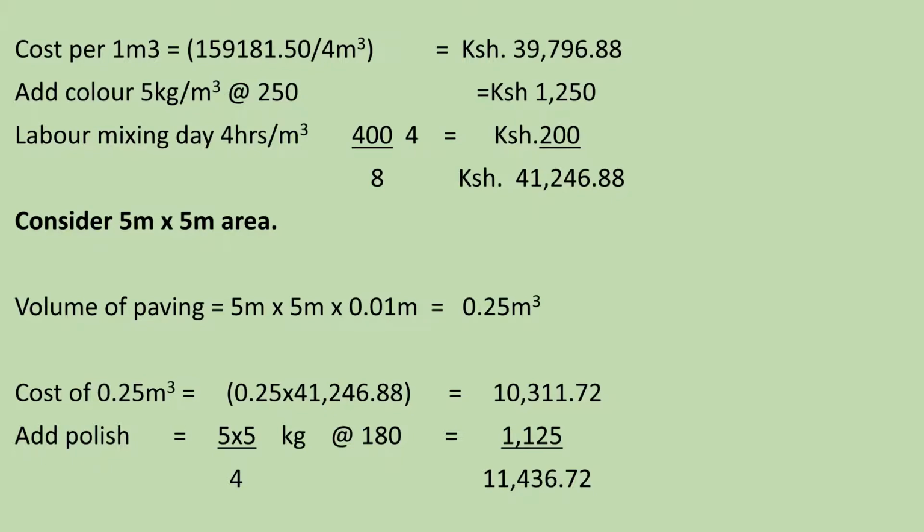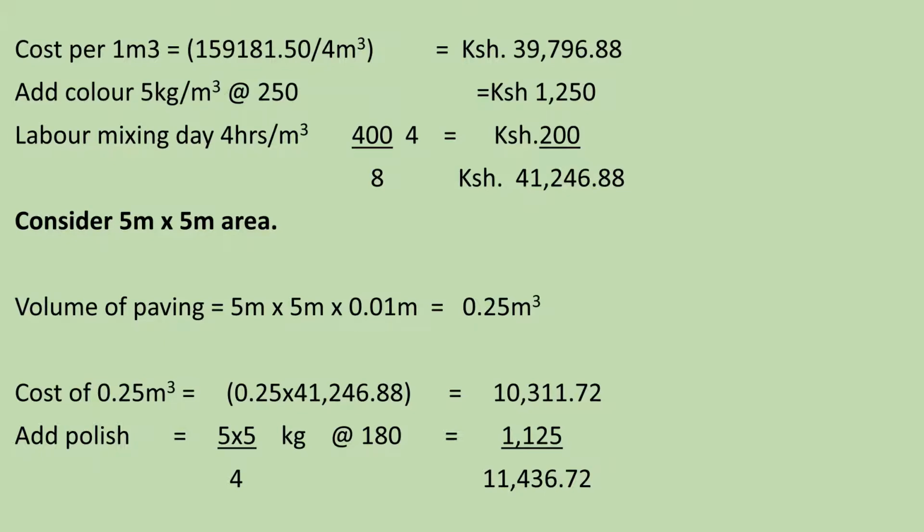In this case we shall consider a 5 meter by 5 meter area, so that you can find the cost of the 25 meters squared. Then to get the cost per meter squared, we shall divide by 25. So the volume of the paving shall be 5 meters by 5 meters times the thickness, which is 10 millimeters, so it shall be 0.01 meters. So the total volume shall be 0.25 meter cubic.